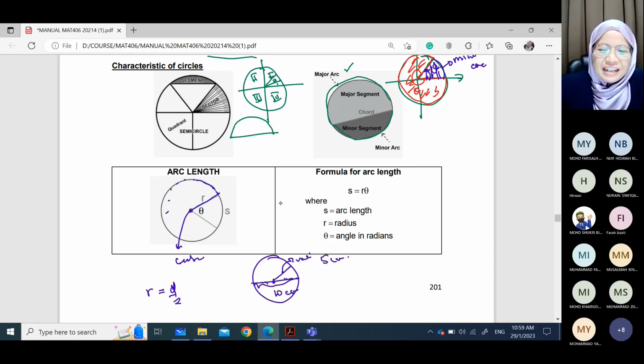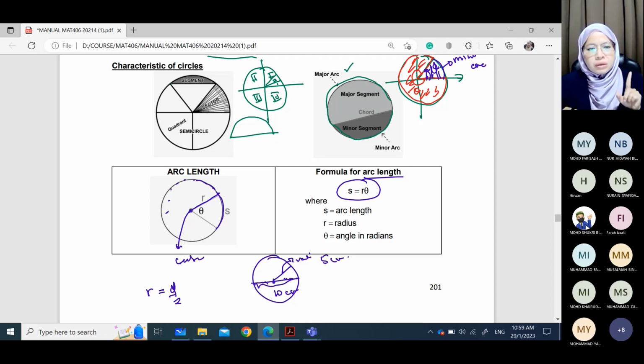Jelas? So ini adalah komponen-komponen yang penting untuk kita dapatkan arc length ataupun komponen-komponen yang sangat penting dalam sistem bulatan. Okay, so apa yang lihat kat sini adalah formula bagi arc length. So S is arc length. Untuk arc length kita ada dua, macam saya sebut tadi, kita ada major dan juga ada minor. So formula for arc length is R theta. So maknanya length itu bergantung kepada sudut. Okay, so kalau sudut kita besar, so dia punya length akan jadi lebih panjang berbanding dengan sudut yang kecil. Okay, so S adalah arc length, R is a radius, angle theta is a angle in radians.